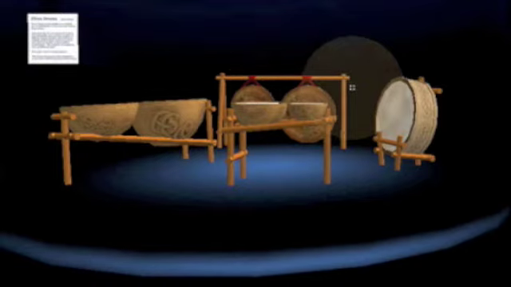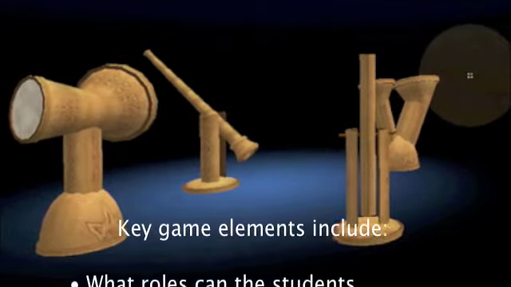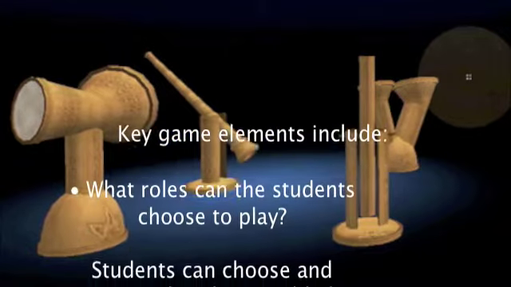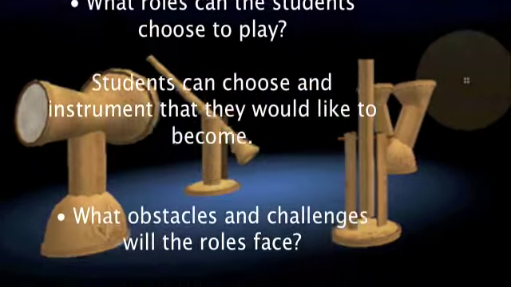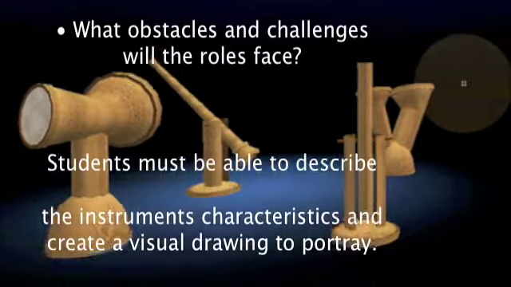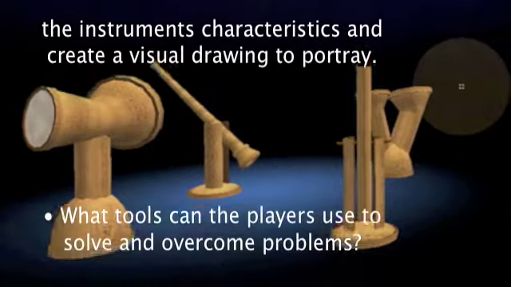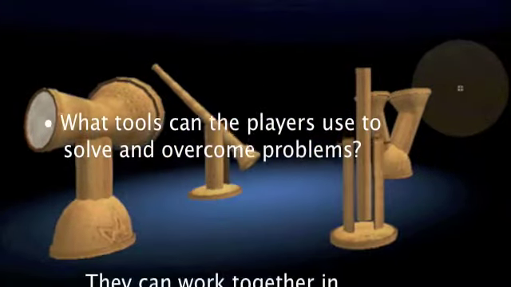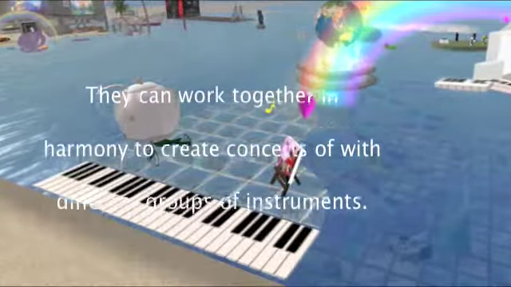Key game elements will include the students choosing the instruments that they would like to become, and different obstacles and challenges the roles will face. The students will be able to describe instruments' characteristics and create a visual drawing to portray them. What tools can the players use to solve and overcome problems? They can work together in harmony to create concerts with different groups of instruments.